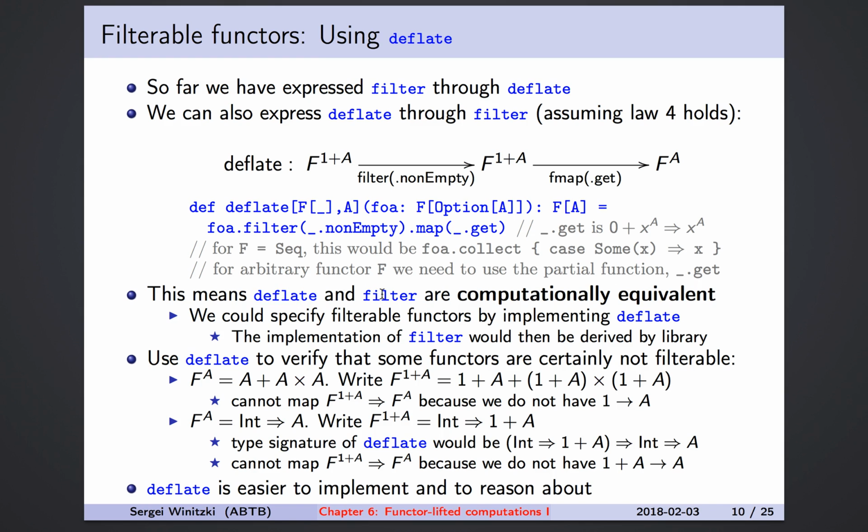We have seen that some functors are not filterable, so you cannot define filter. Therefore, you also are unable to define deflate for them. And so we could actually say that filterable functors are those that have deflate. And we could specify them by implementing deflate. And then we could derive the implementation of filter from the given implementation of deflate by a standard library function. So we could actually define a type class of filterable through deflate rather than through filter. It would be equivalent, as we have shown. We can express one through the other, provided that the laws hold, of course, but they must be formulated for deflate in that case, and then we need to check that they hold.